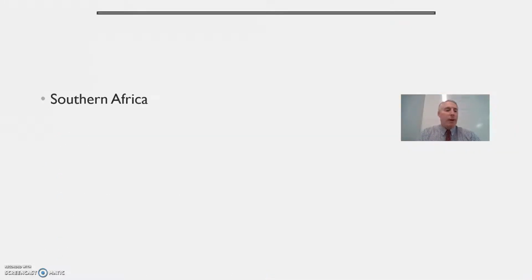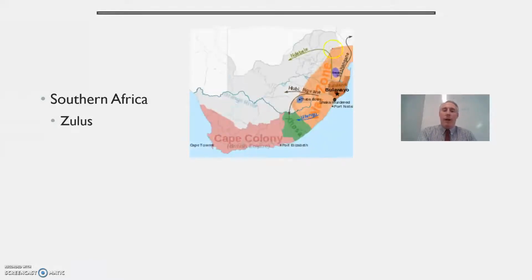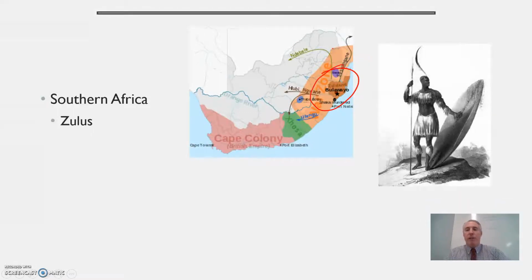Now, southern Africa was a little bit of a different story. This was dominated by powerful tribes such as the Zulus. You see, this right here is your historic Zulu kingdom. And they were led by powerful leaders such as the famous war chieftain Shaka.